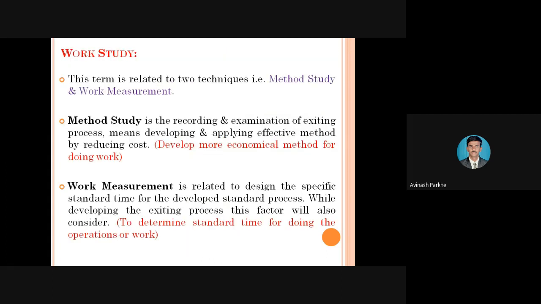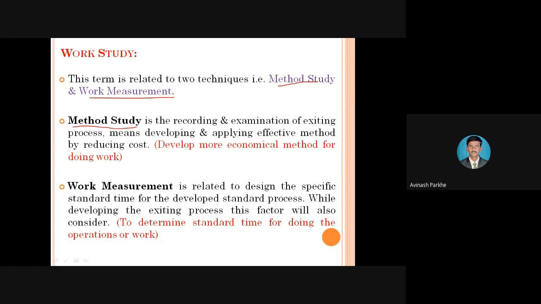Now what is meant by work study? Just now I explained, this is the term related to two techniques, that is method study and work measurement. Work study is one of the concepts or techniques which is further divided into two types. Then what is meant by method study? Many times I have explained the concept of method study.